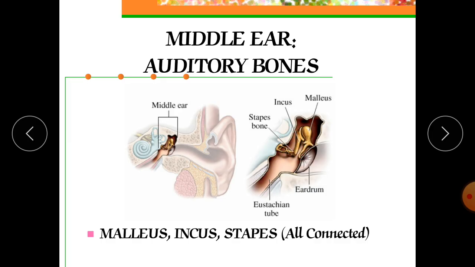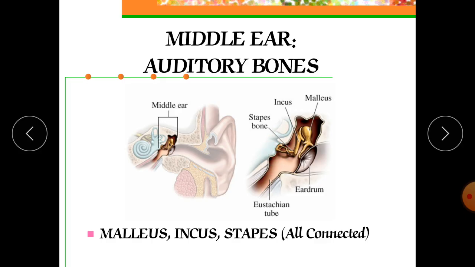The incus, the middle bone of the series, articulates with the head of the stapes. The base or footplate of the stapes fits into the oval window. There are two windows, one is the oval window and another is the round window. The foot of the stapes will completely fit into the oval window.